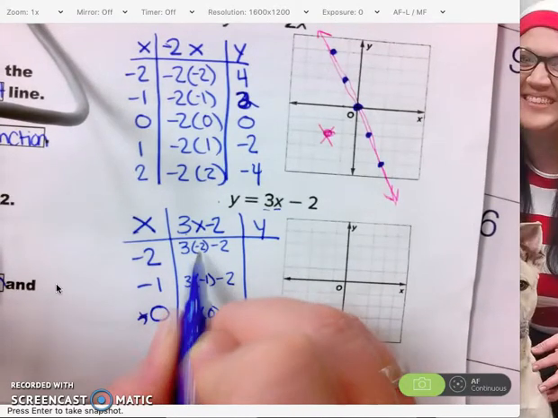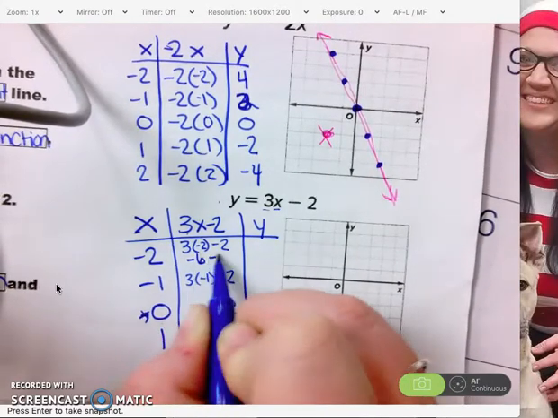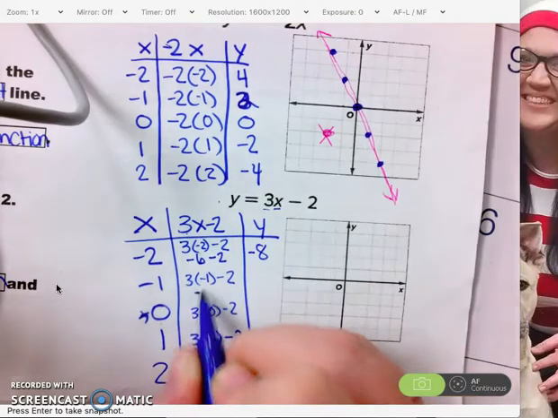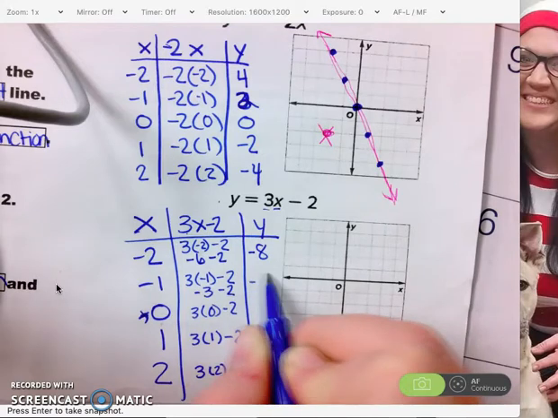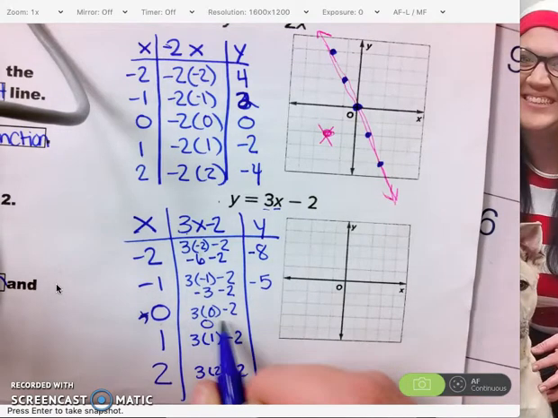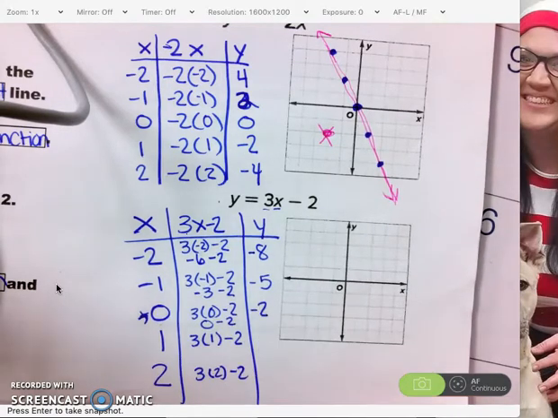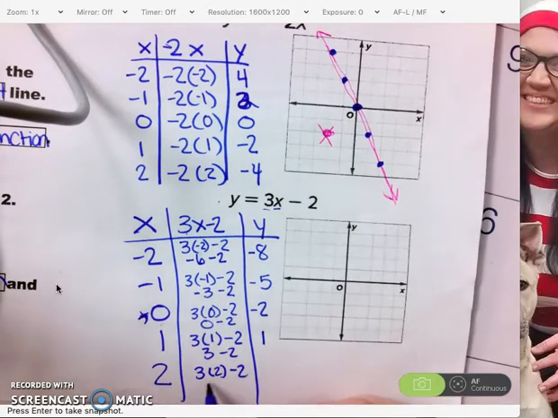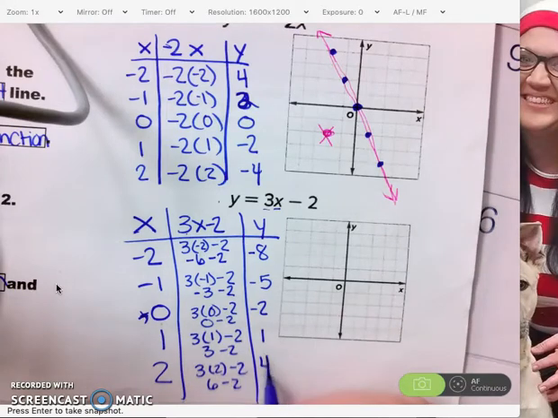So 3 times a -2 is a -6 minus 2. And that would be a -8. -3 minus 2 is a -5. 0 minus 2 is a -2. 3 minus 2 is 1, and 6 minus 2 is 4.